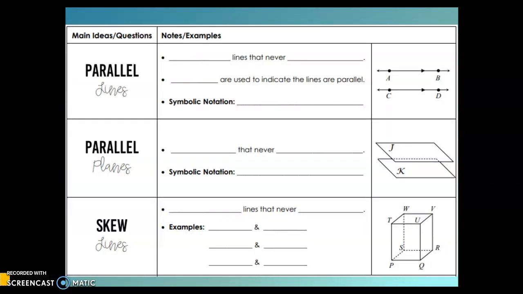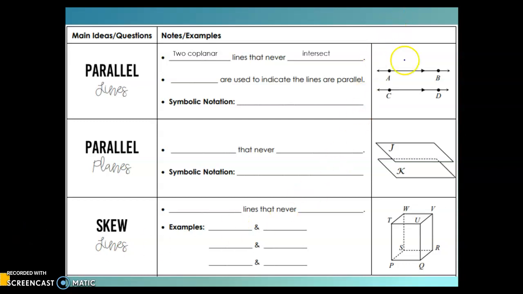You've already talked about parallel lines before in algebra, when we learned that lines that have the same slope never intersect and they are parallel. We're going to do some definitions now, though, in terms of geometry. So parallel lines in geometric terms are two coplanar lines that never intersect.